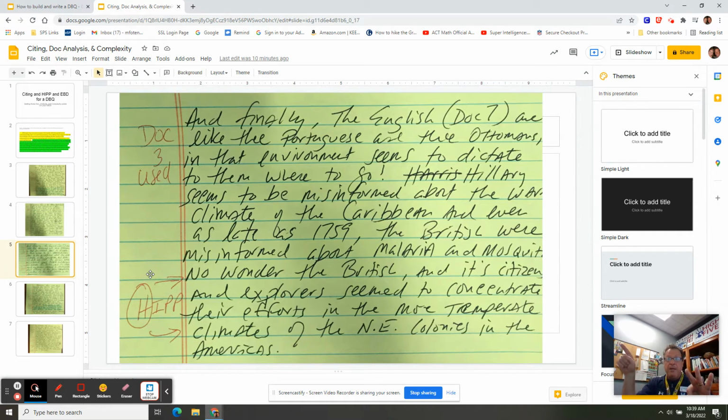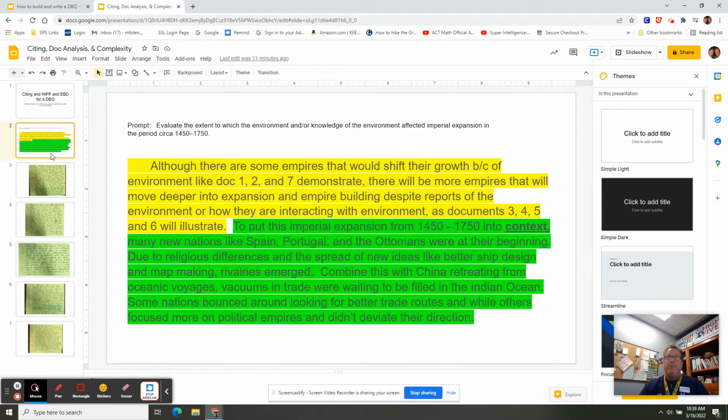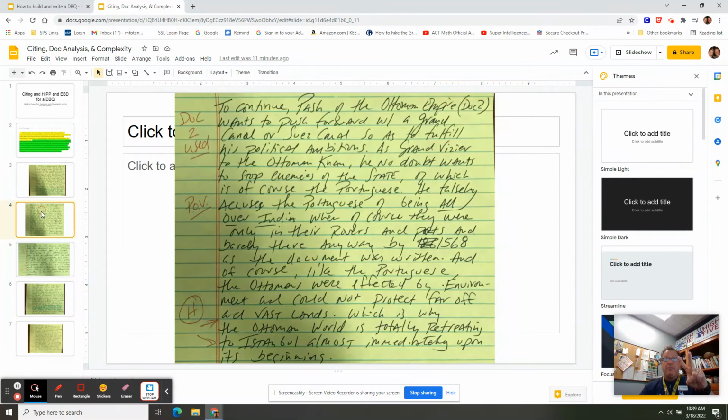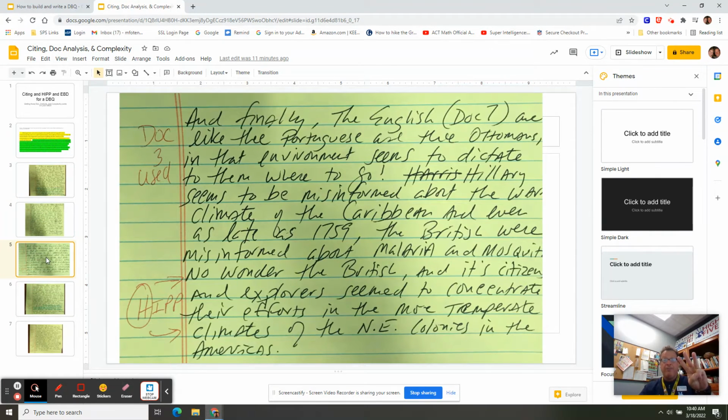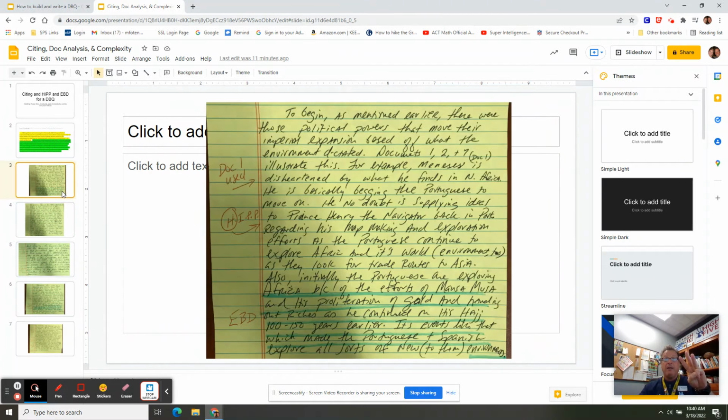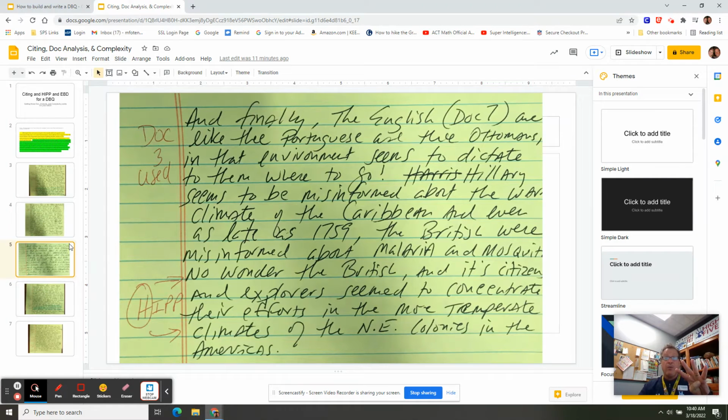So there is another point. And of those 3 documents, I have analyzed them correctly. So there's another point. So again, if I stopped what I'm doing right now, I got a point for a thesis, I got a point for contextualization, and I've used 3 documents. There's another point. I've used evidence beyond the doc. There's a 4th point. And now, oh yeah, I've also analyzed 3 of those documents successfully. So there's 5 points. I've already got 5 points and I've written 2 paragraphs.